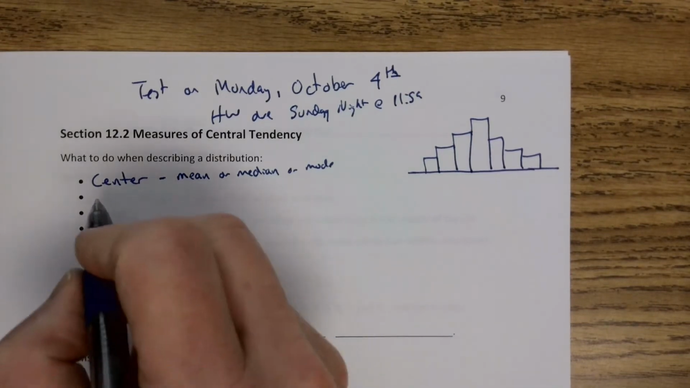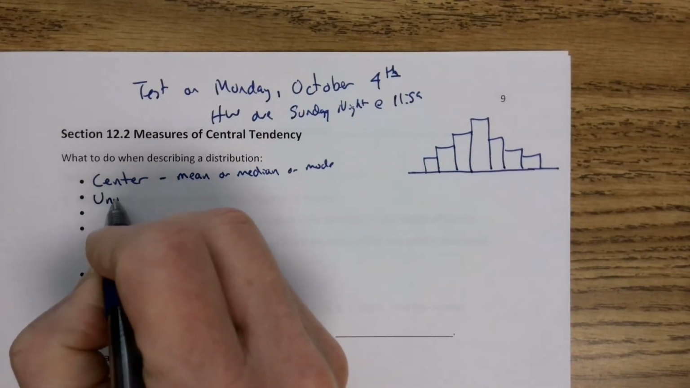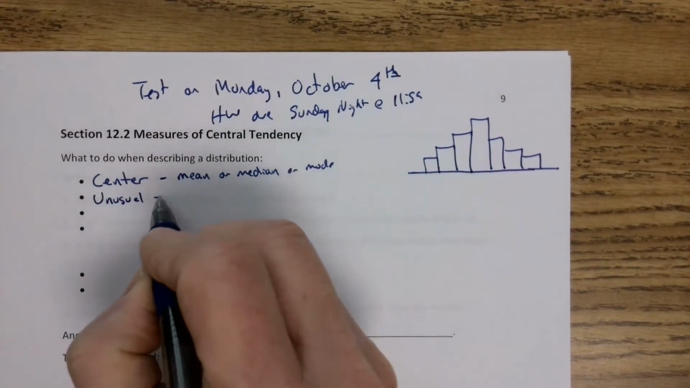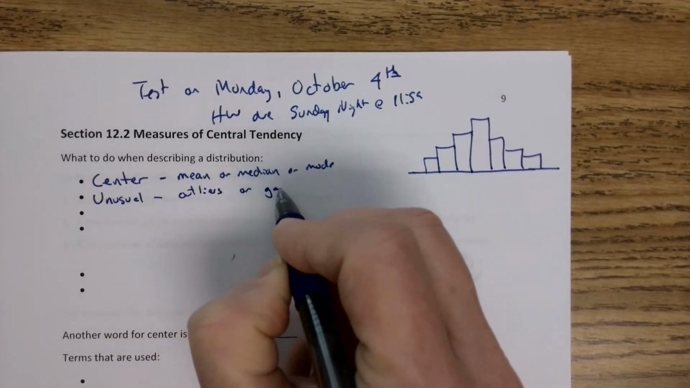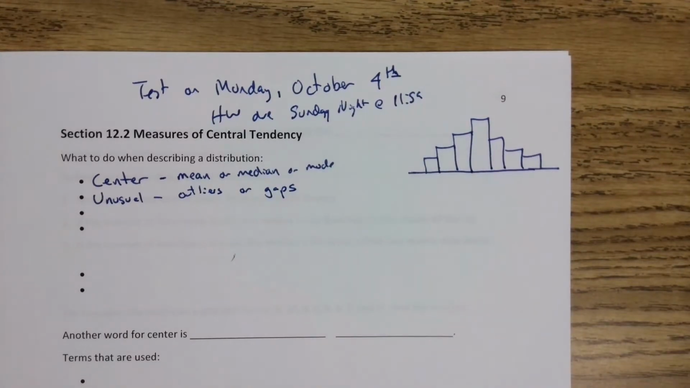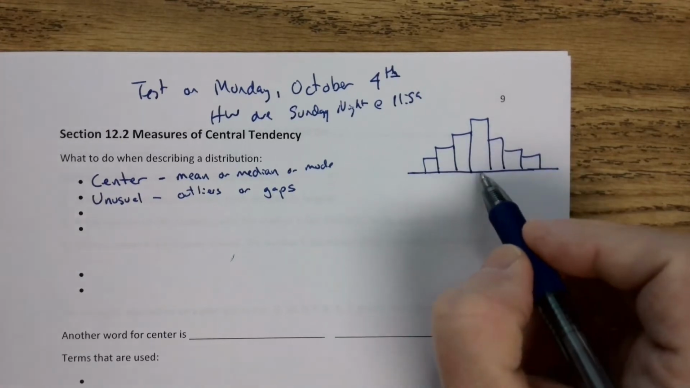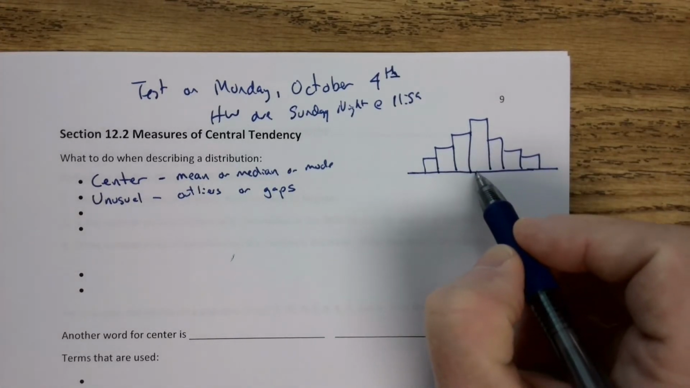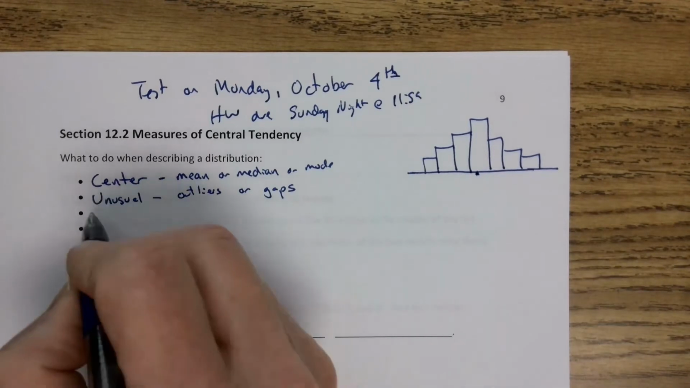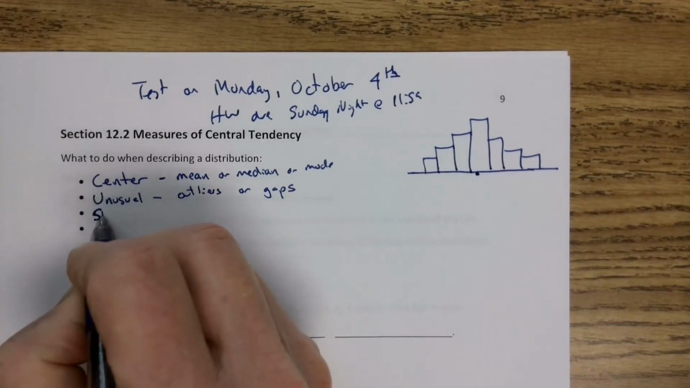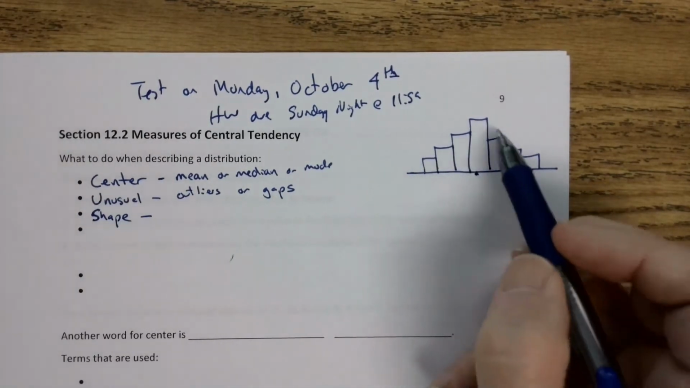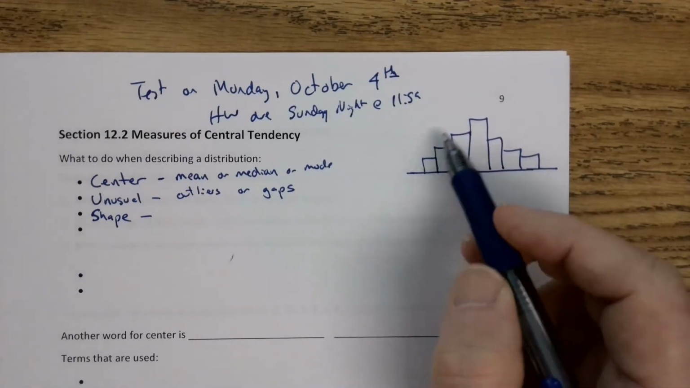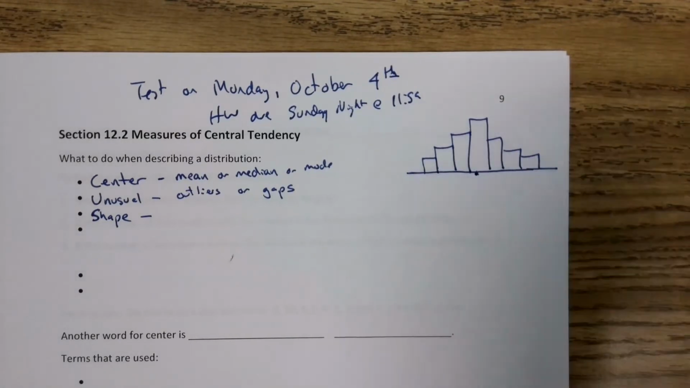All right, center, you should look at anything unusual, and that would be outliers or gaps. In our histogram that we have pictured here, there are no outliers, there are no gaps, and you would assume the center is somewhere here in the middle. You should look at shape, and we're going to talk about that in a little bit. But this looks like it's unimodal, sort of symmetric. We're going to talk about shape later.